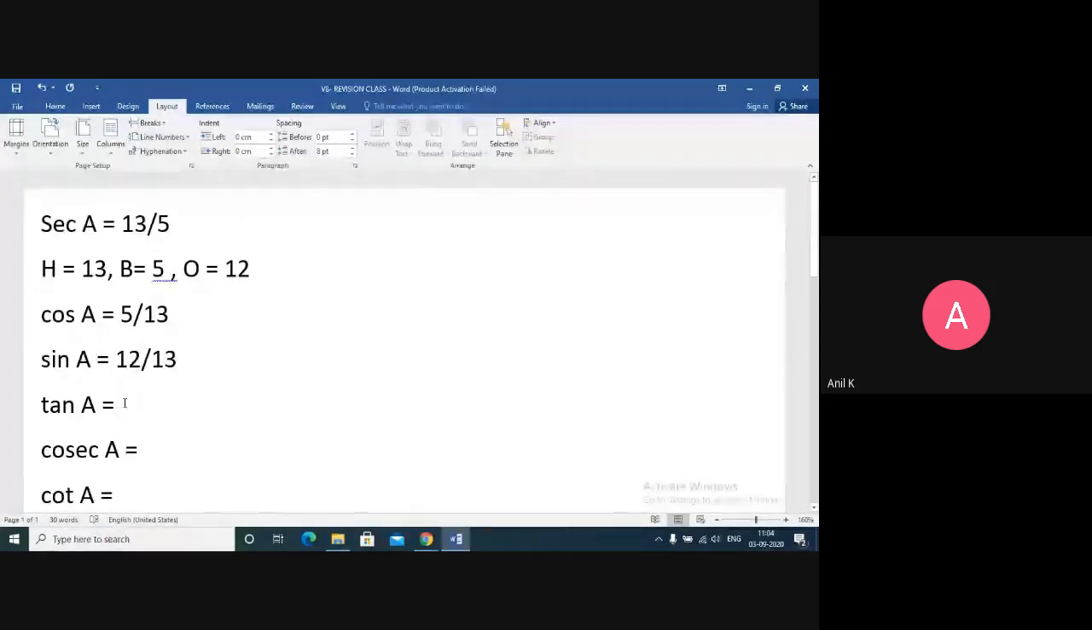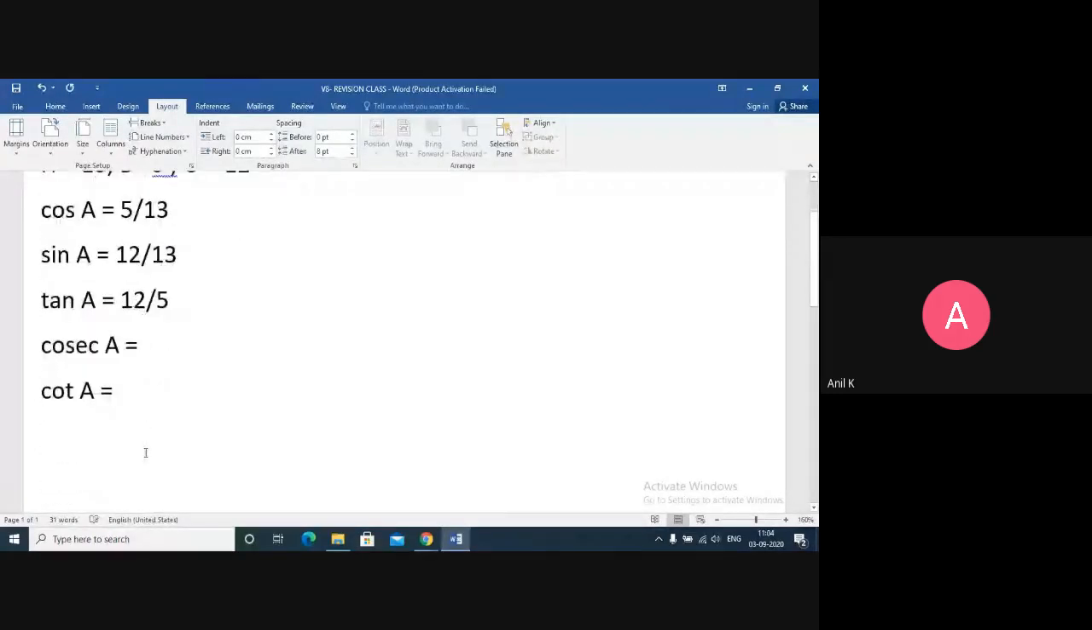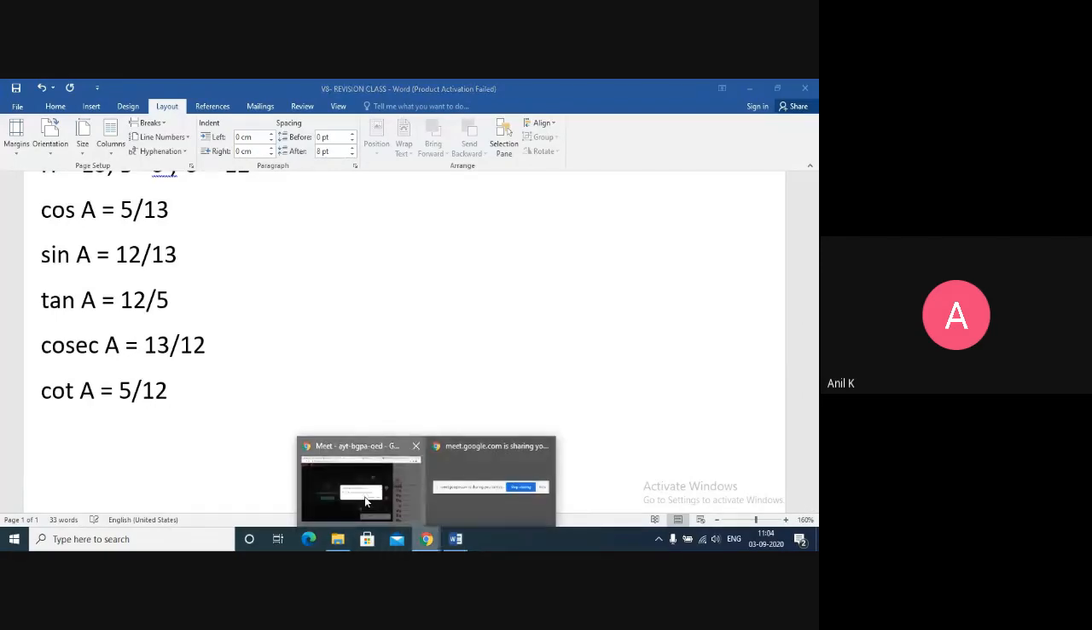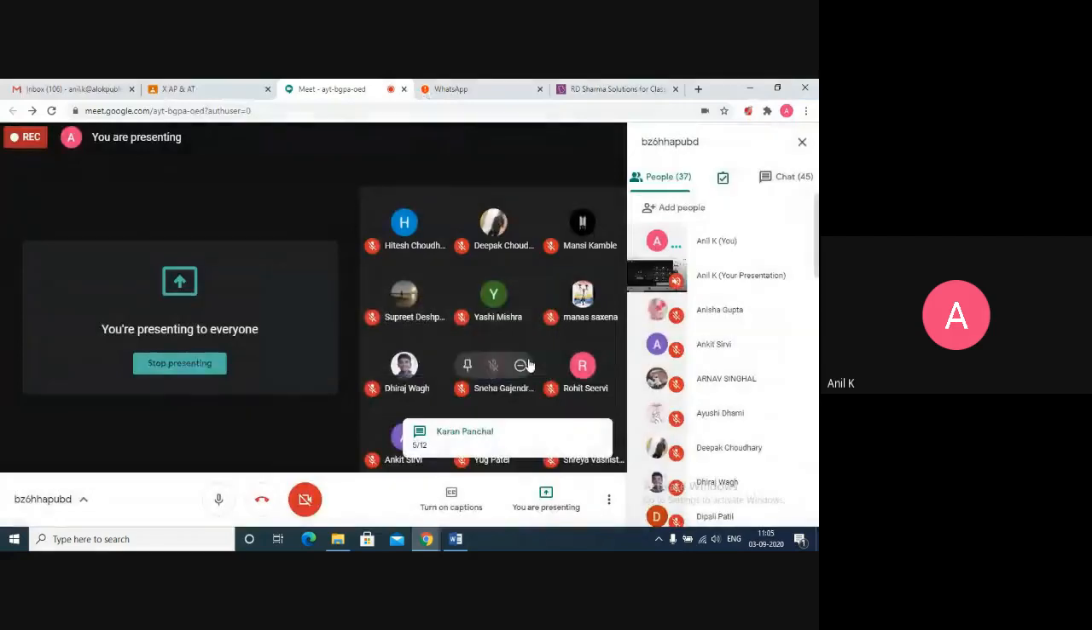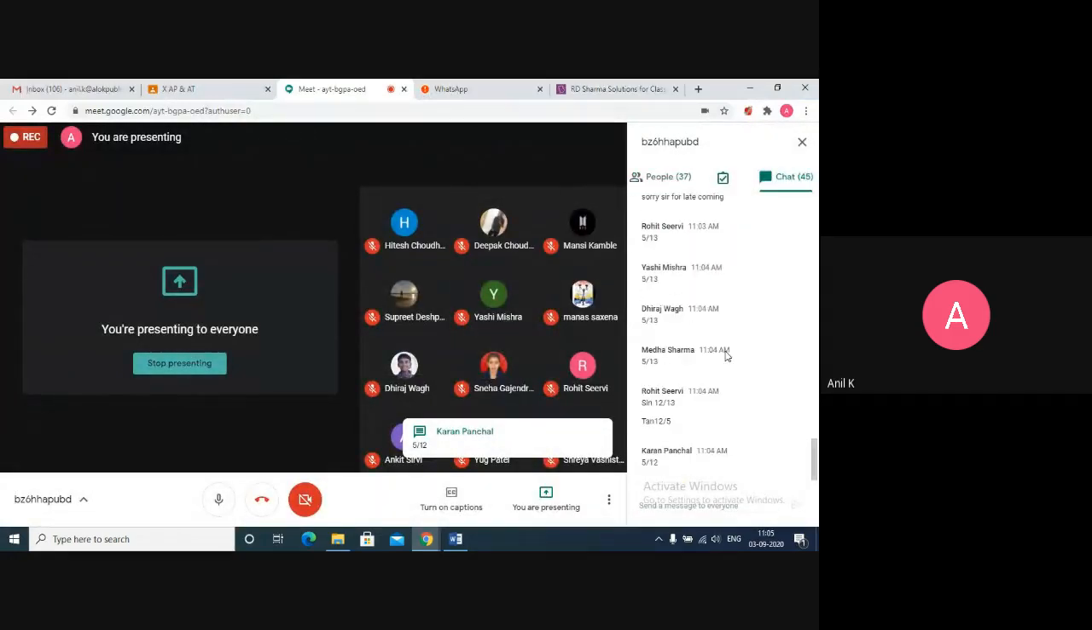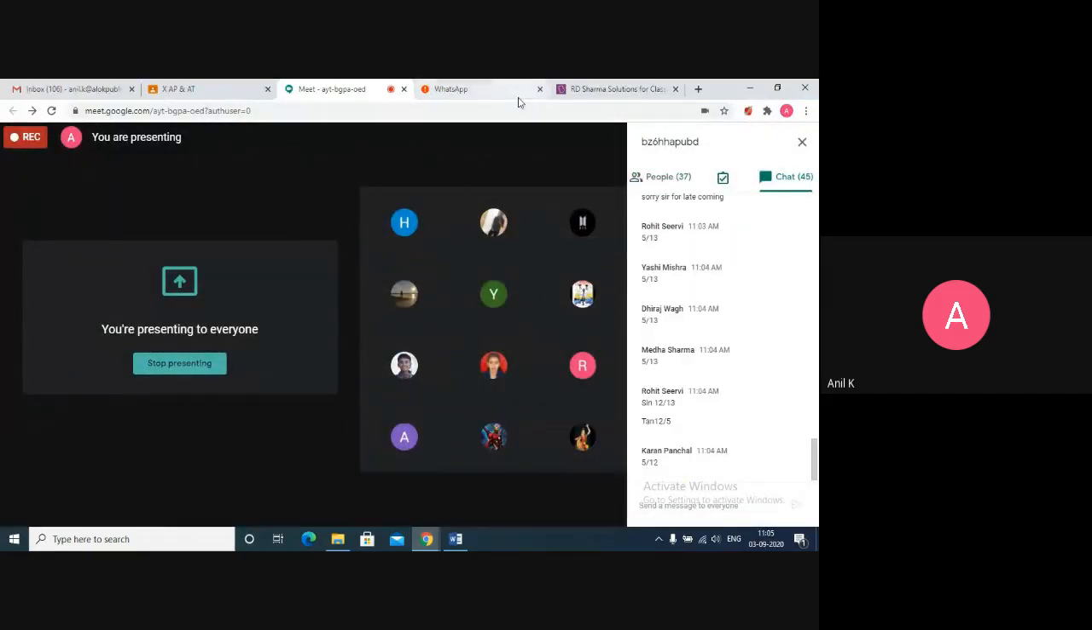And tan is sine upon cos, opposite upon base, which is 12 upon 5. Cosec is reciprocal of sine, which is 13 upon 12. And cot is reciprocal of tan, which is 5 upon 12. This is the type of question we have. Then we'll move to the next question.